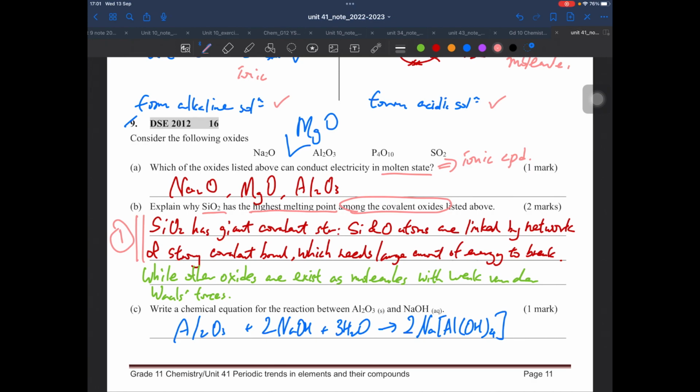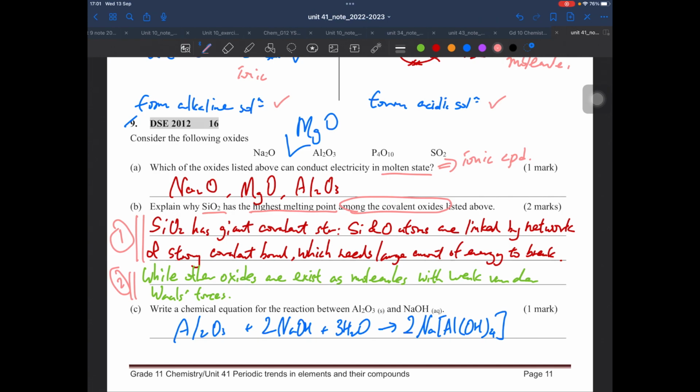But what about the second mark? The second mark is, what about other covalent oxides? What about P4O10? What about SO2? All right, the others exist as molecules that only contain weak van der Waals forces.